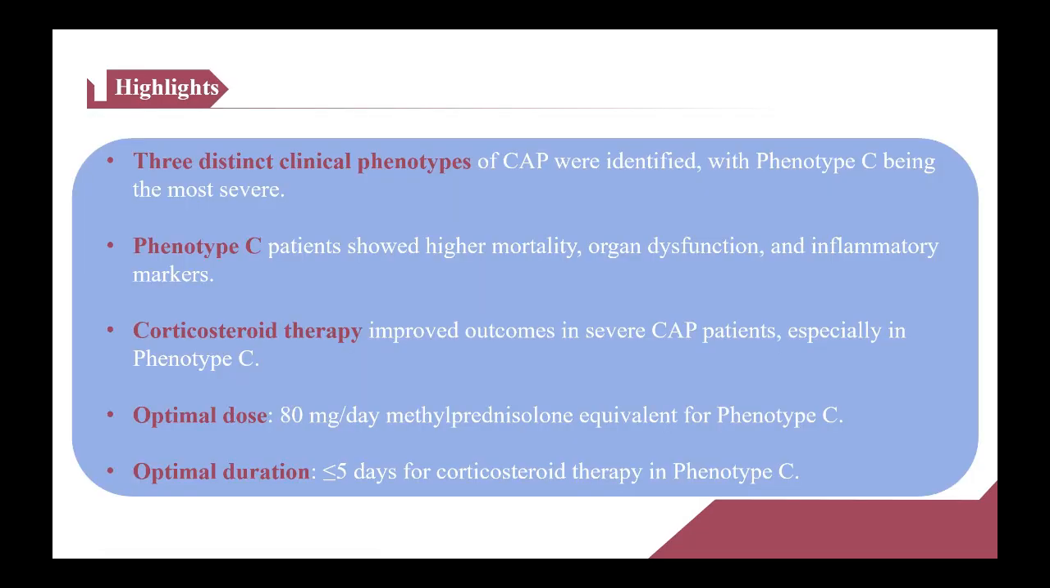So, let's crystallize these results into the key takeaways from our study. First, we demonstrated that CAP is not a single disease but can be stratified into at least 3 clinical phenotypes with vastly different outcomes. Identifying the severe Phenotype C early is crucial.